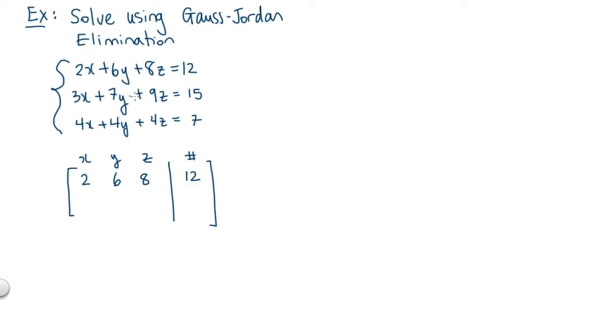12. And if we fill in the other two rows coming from our other two equations, we're going to get 3, 7, 9, and 15. And then 4, 4, 4 with a 7 over on the right side.